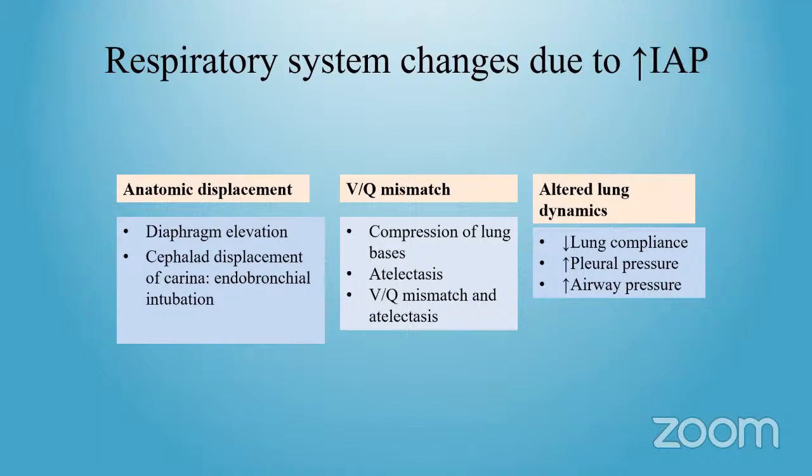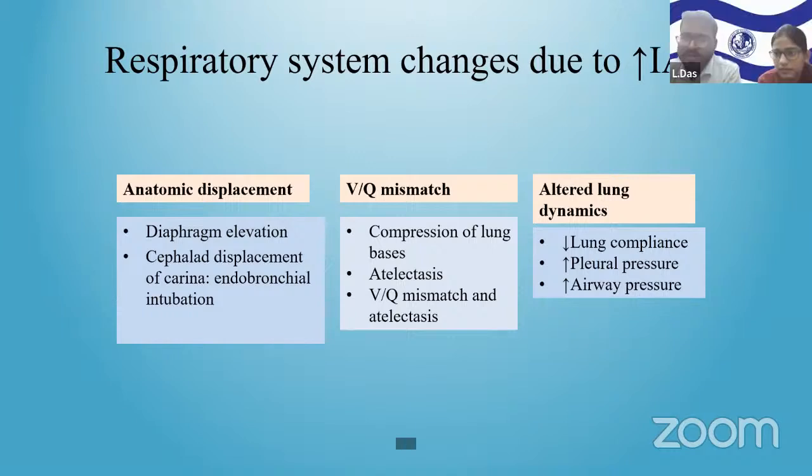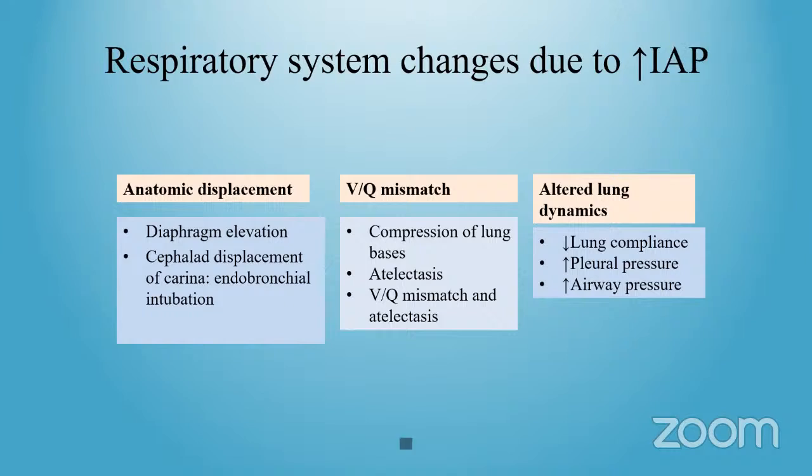So what do you think should be the percentage changes in the compliance and the FRC, if I may ask? Sir, around 40%, 45% changes in the FRC as well as the thoracopulmonary compliance. Almost nearing 50%, sir. 50%. Okay, so 30 to 40% approximately, right? Right.